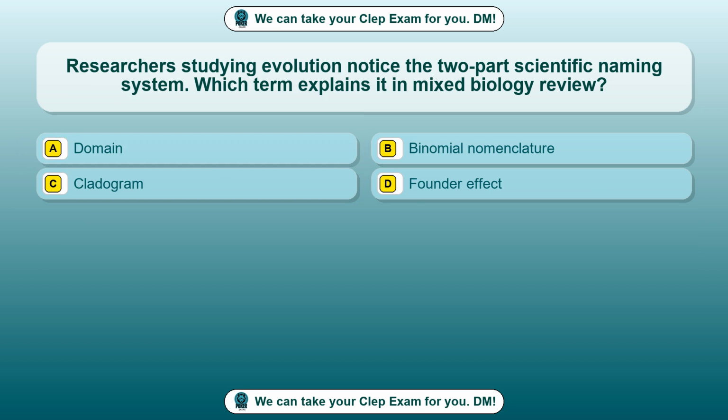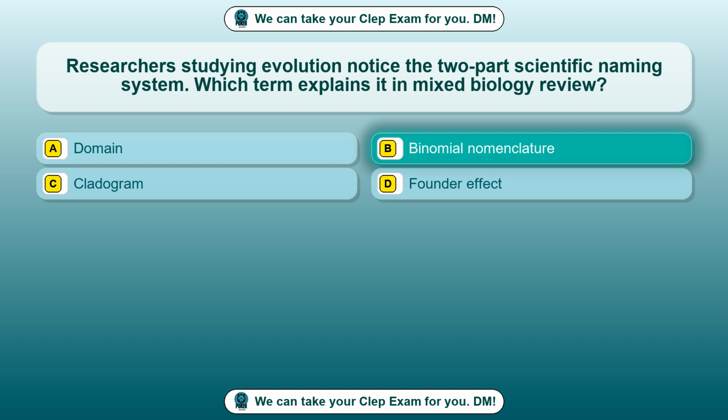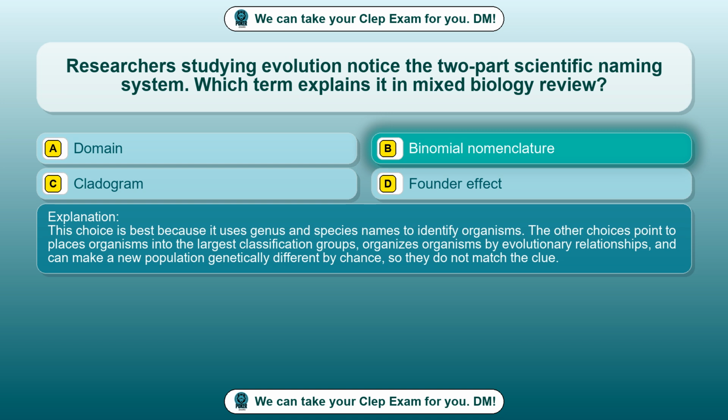Question 68. Researchers studying evolution notice the two-part scientific naming system. Which term explains it in mixed biology review? Option A, domain. Option B, binomial nomenclature. Option C, cladogram. Option D, founder effect. The correct answer is option B, binomial nomenclature. This choice is best because it uses genus and species names to identify organisms.